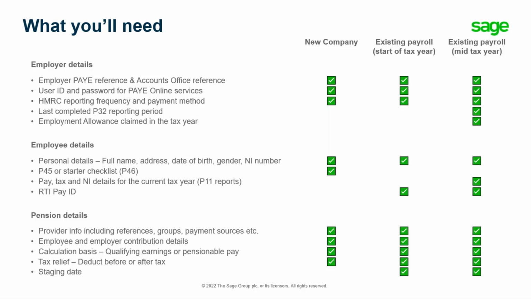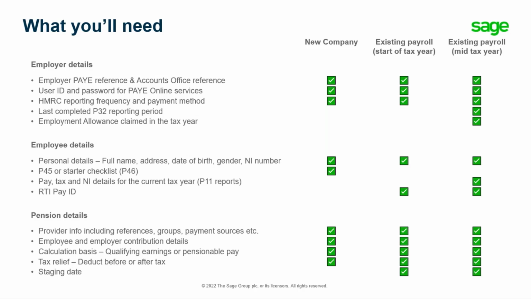Now, in terms of employee details, you'll need their personal details, such as names, addresses, date of birth, gender, and national insurance number. For a brand new business, there would be a P45 or starter checklist, formerly a P46. Or if you're moving an existing payroll across mid-tax year, you'll need the opening balances, or if it's the start of the tax year, you'll just need the RTI Pay ID, which you should be able to get from your previous software. Now, a lot of these details can be exported as part of an FPS file. So we're going to show you how you can import some of these details later on in the demo.